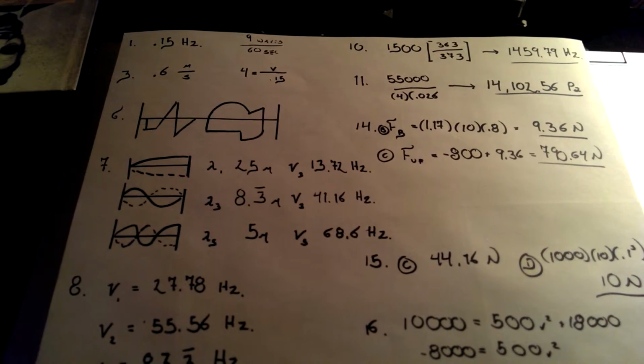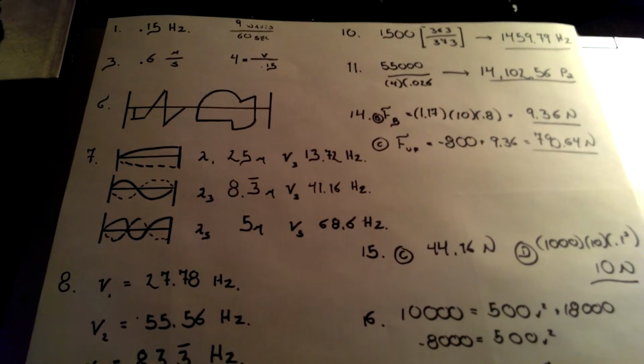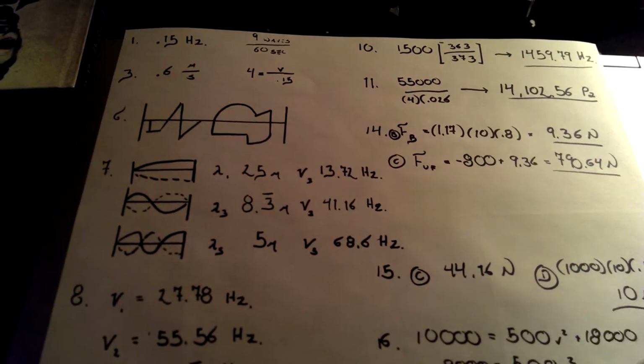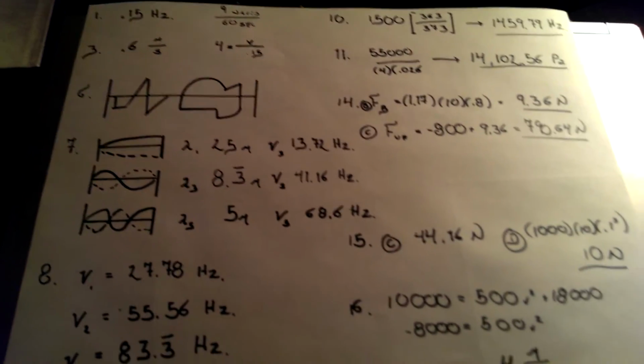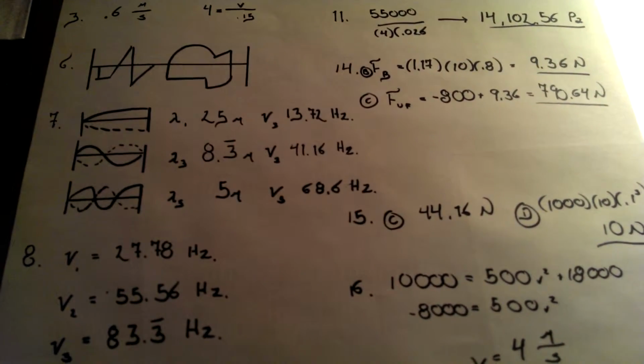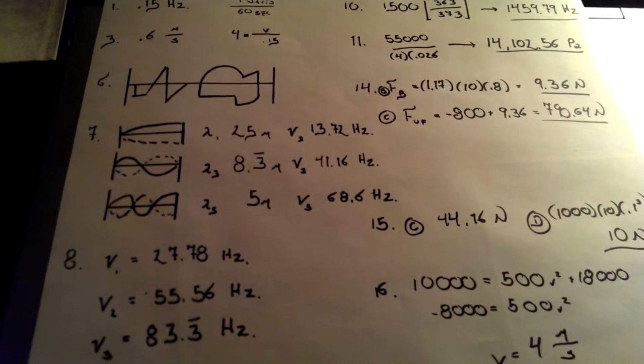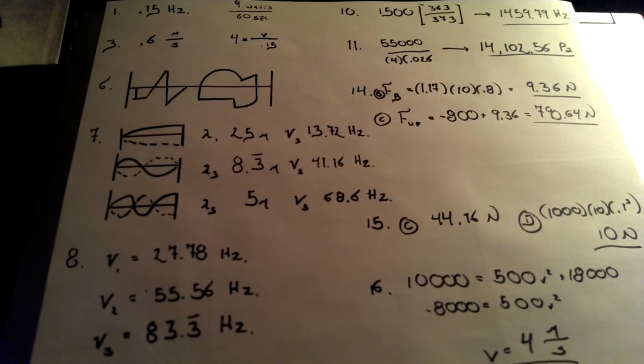And I think that looks pretty correct. Number 7 is looking at harmonics of a Swiss horn. So we have the first, third, and fifth harmonics pictured there, and the wavelengths and frequencies are put there respectively.